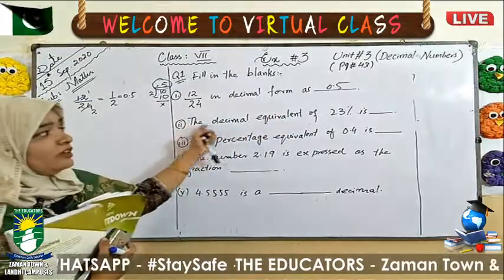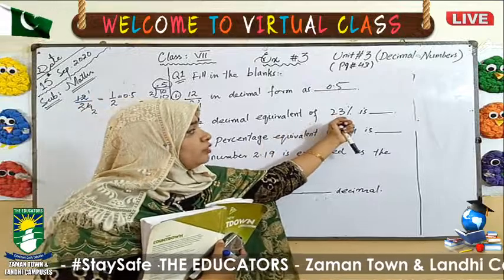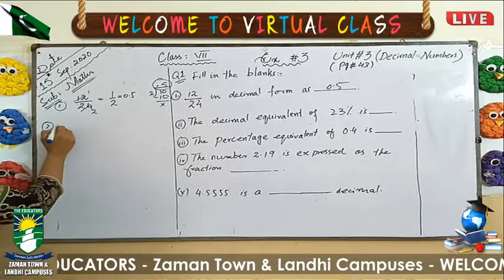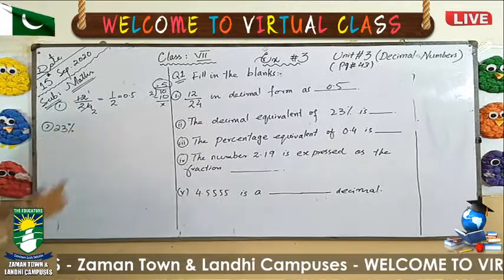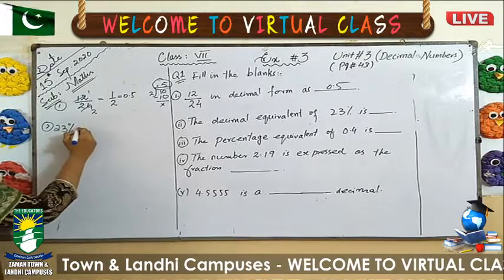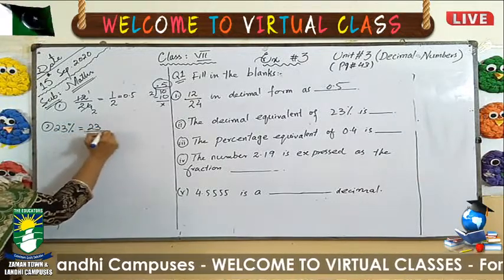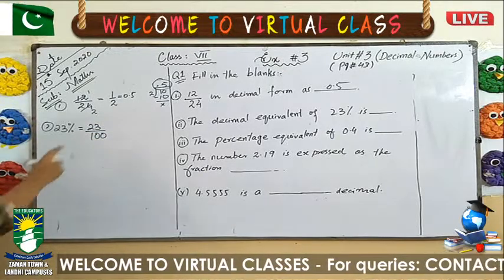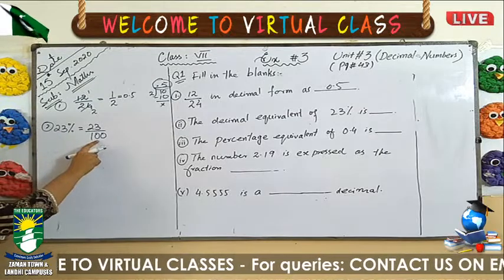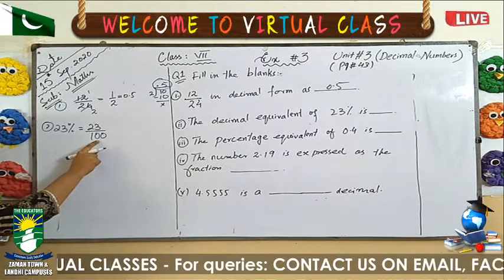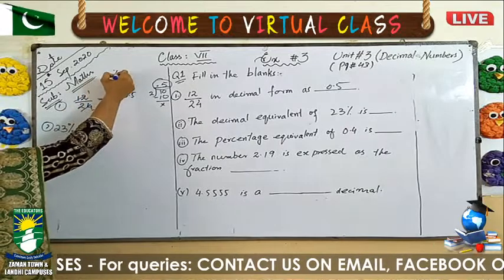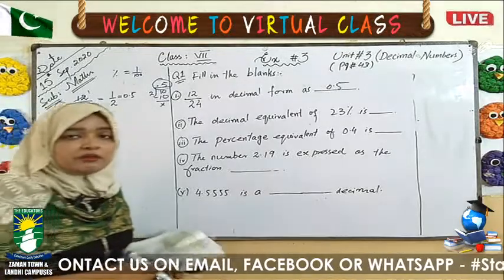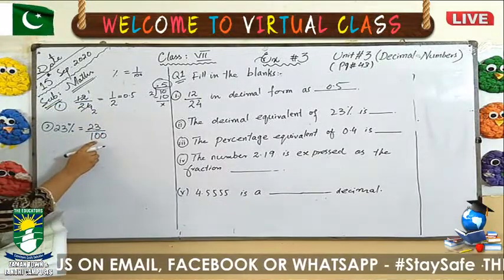Number 2, the decimal equivalent of 23%. We all know, beta, that whenever we have a percentage sign, we will write 100 in our denominator. Percentage means per 100. In simple words, whenever we have a percentage sign, we will write 100 in our denominator.